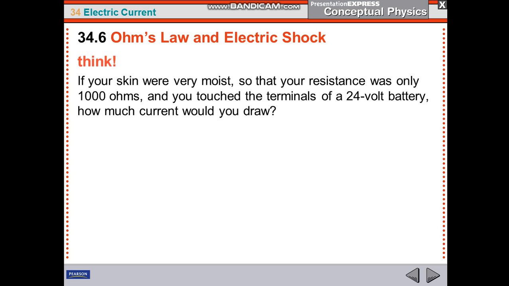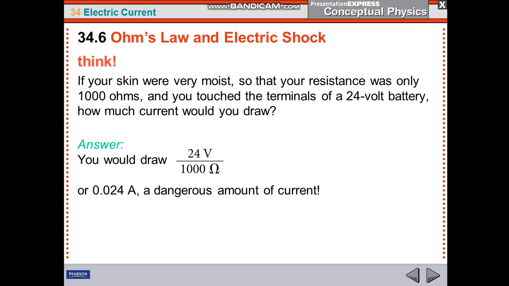One more question. If your skin were very moist so that your resistance was only 1000 ohms and you touched the terminals of a 24-volt battery, how much current would you draw? See, the resistance is now decreased because of the moisture in the skin, and voltage is given as 24 volts. So again, you use Ohm's law and you will get 24 divided by 1000, so it will be 0.024 ampere, and this is a really dangerous amount of current.